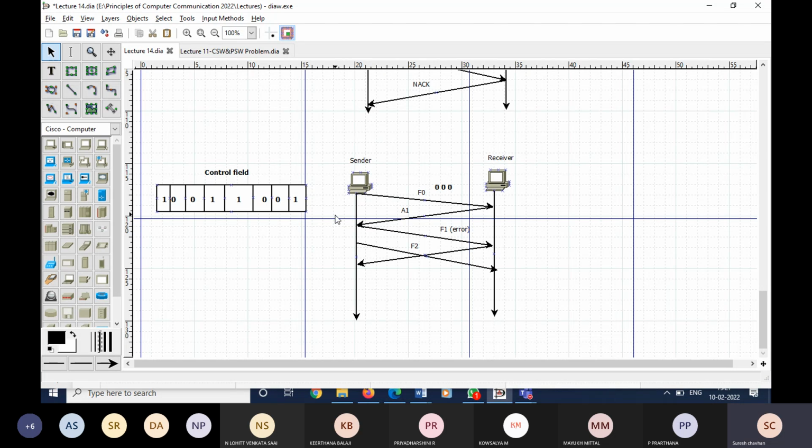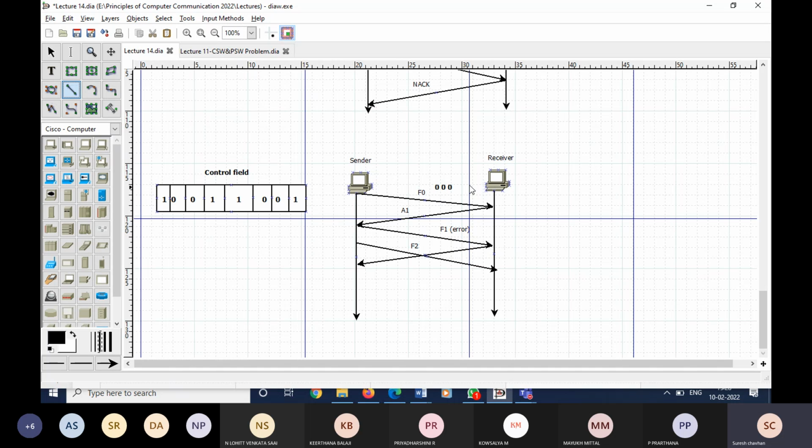And if I use go back N, the receiver is expecting the F1 frame, and it has not reached, and F2 has been sent also, but the expectation is F1. So F2 has reached, but the receiver won't accept this F2, because it was waiting for F1 and F1 has not reached. So this negative acknowledgement will be going back.